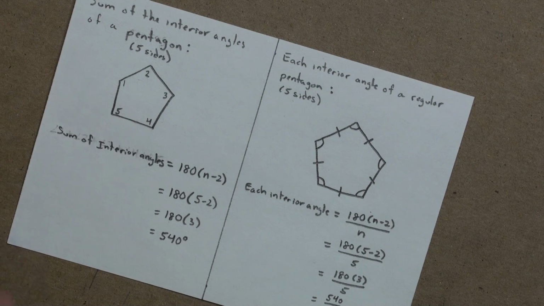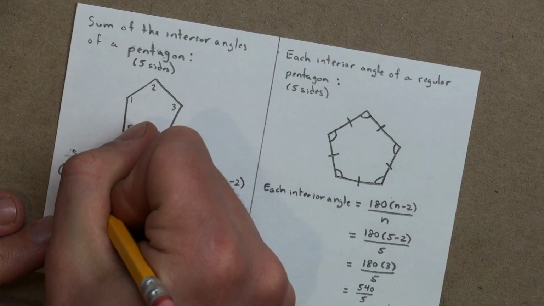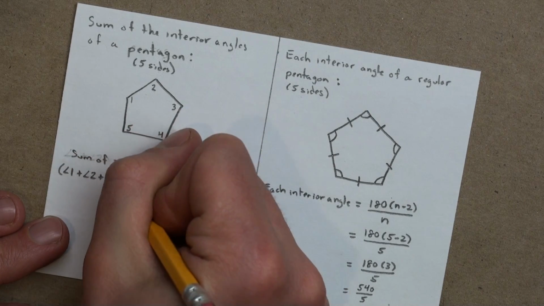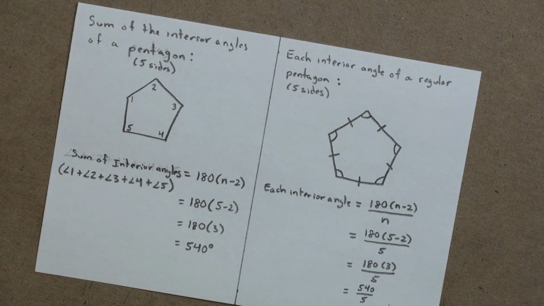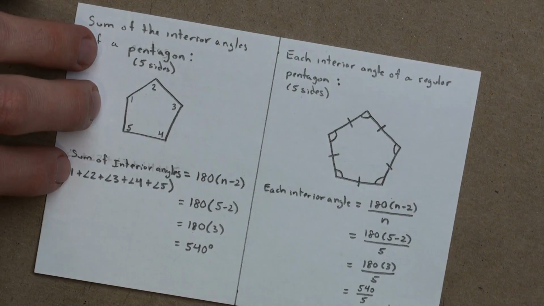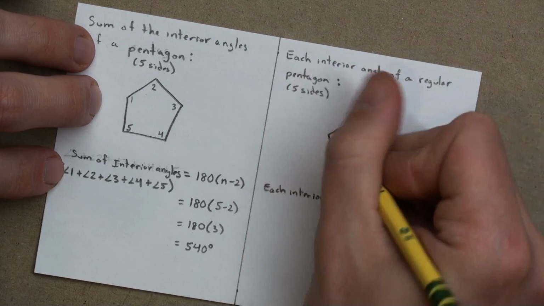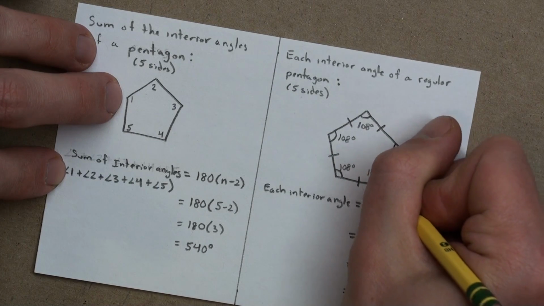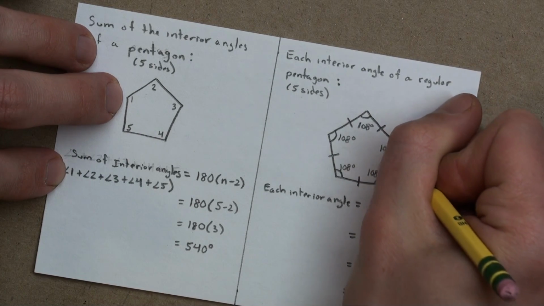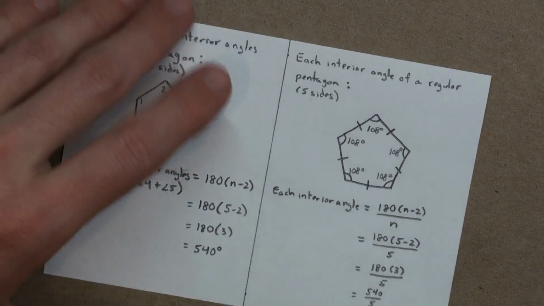Okay? So underneath sum of interior angles over here, let's put angle 1 plus angle 2 plus angle 3 plus angle 4 plus angle 5. And so now let's actually go ahead and label each one of these angles. 108 degrees, so you can see what I mean by each. Okay, so that's good enough for that one.